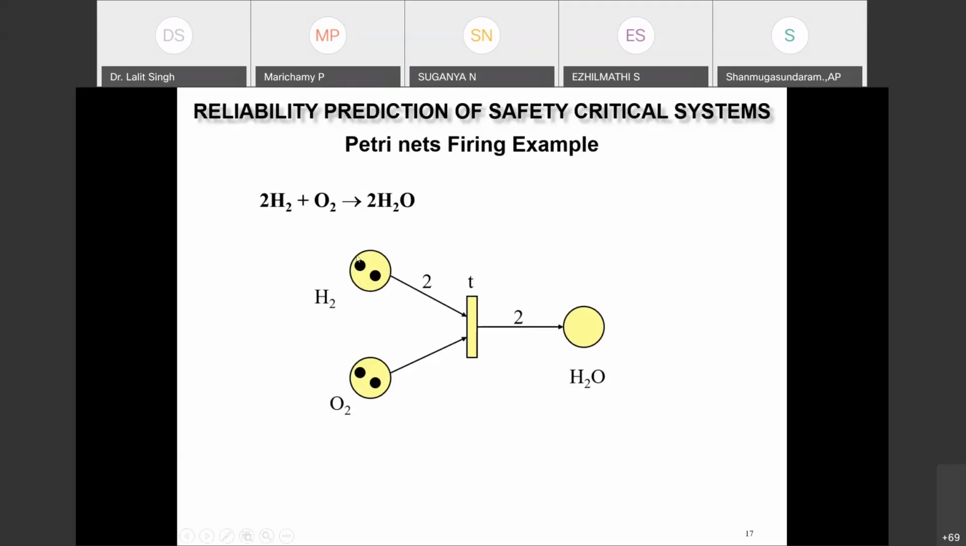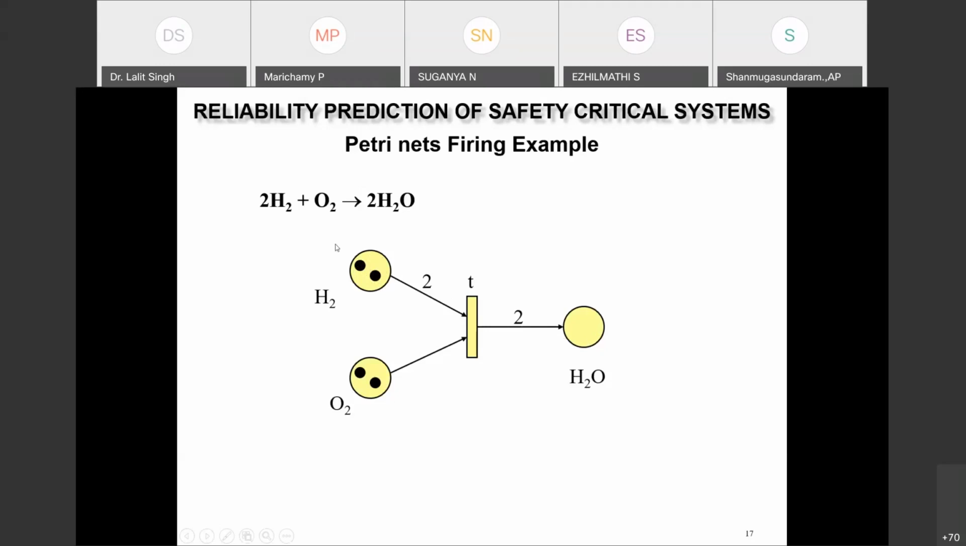Now, there is one more building block. If you can see in the hydrogen place, there are two embedded circles. And these embedded circles are known as tokens. So the hydrogen place is containing 2 tokens, and oxygen place is containing 2 tokens, water place is containing 0 tokens. So here, now let us understand.